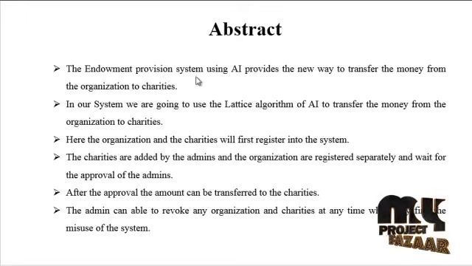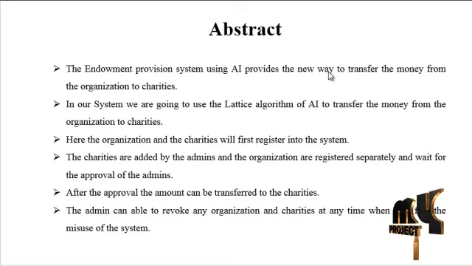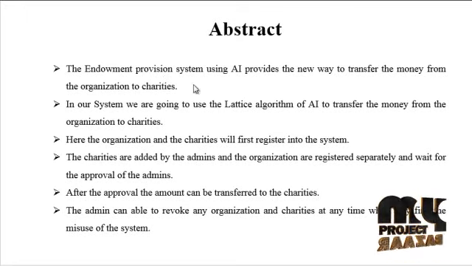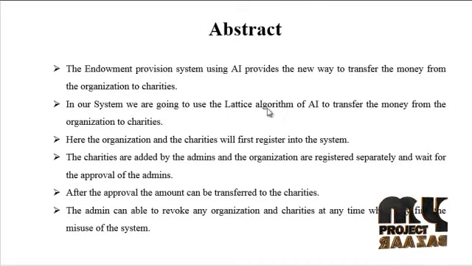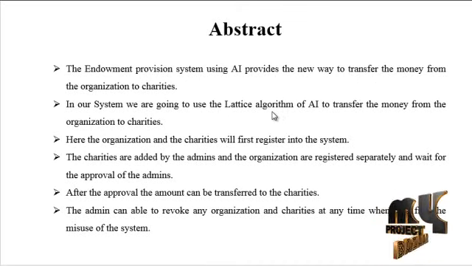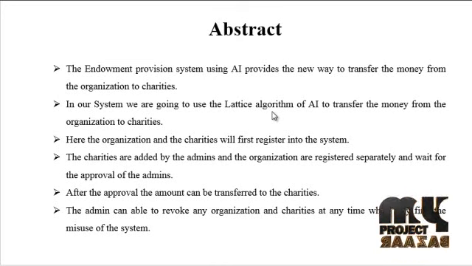So the endowment provision system using AI provides a new way to transfer money from organizations to charities. In our system we are going to use the lattice algorithm. The lattice algorithm is nothing but mathematical formulations for transferring funds between organizations, to transfer the money to the charities.